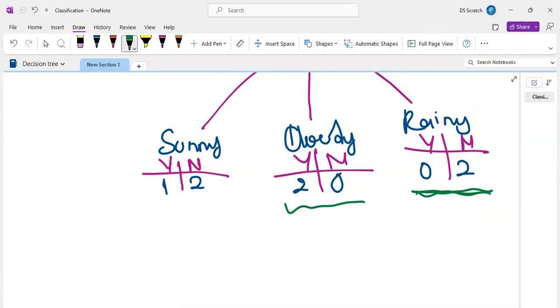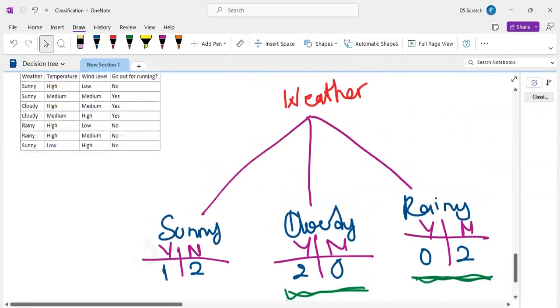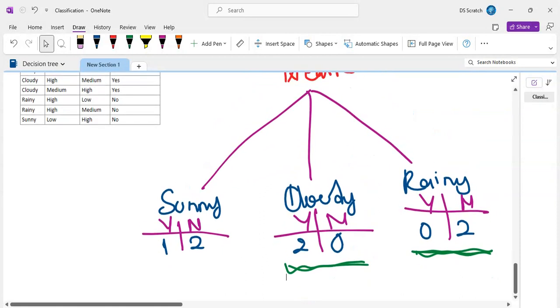Okay, now you can see that these two have no impurity. They are totally matured. So this is totally clear. If it is cloudy, we will go outside. If it is not cloudy, we won't go outside. And for the rainy also. But for the sunny, it is not clear. So for this purpose, we need to expand this tree and decide based on which factor they will decide to go out or not go out. Okay, because here we have some impurity.